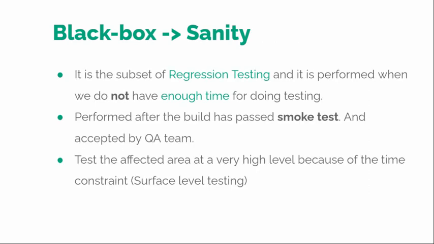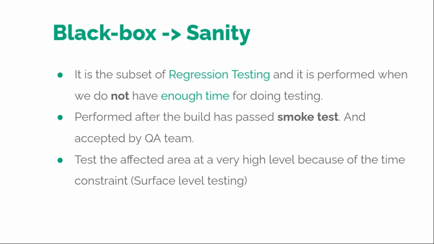The second type is sanity, which is a subset of regression testing, and it is performed when we do not have enough time for testing. It is performed after the build has passed the smoke test. So it has more detail. It comes after black box testing, and it's a subset.